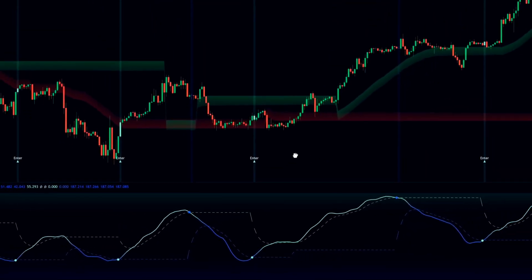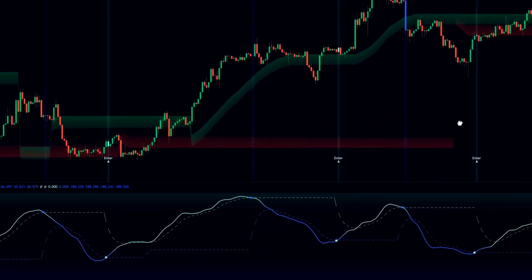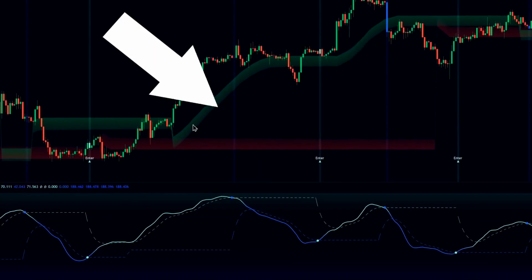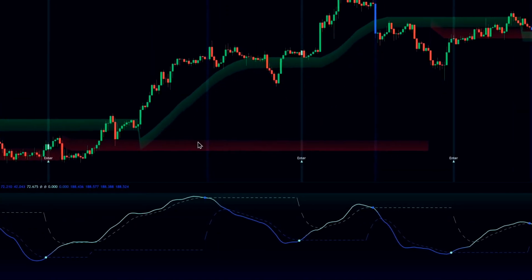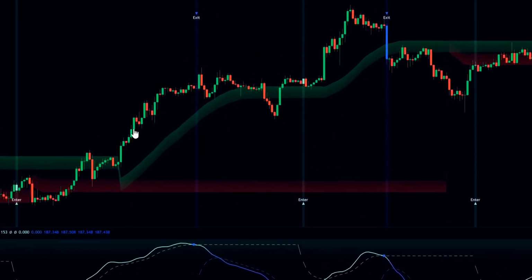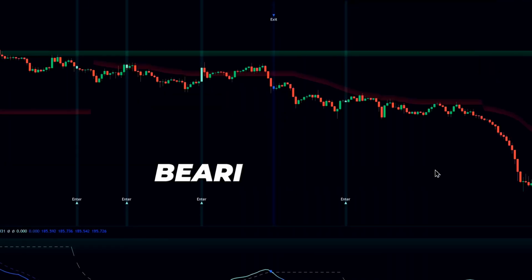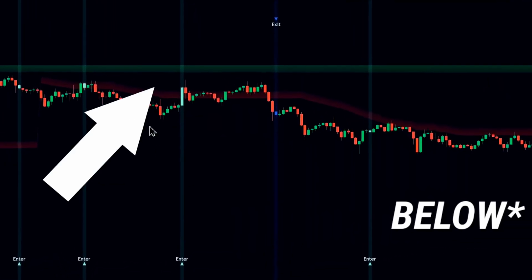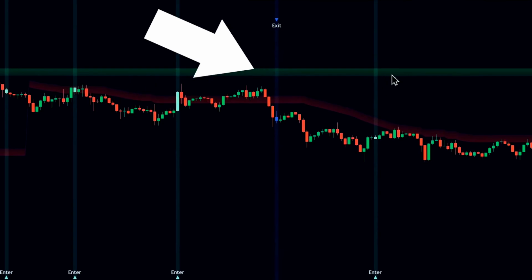This indicator uses 2 bands: green for bullish trends and red for bearish. A bullish trend is confirmed when the green band is above the red band and prices are moving up. Similarly, a bearish trend is shown when the red band is above the green band and prices are heading down.